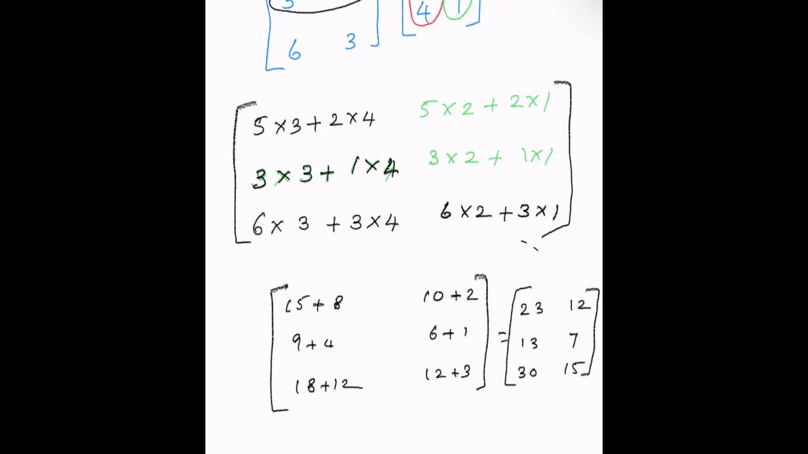And what did I tell you about the final answer? If the matrices are M by N and N by P, the resultant matrix will have the order M by P. So it should have 3 rows and 2 columns. And look at the final answer. It has 3 rows and 2 columns. So this is how you perform multiplication.